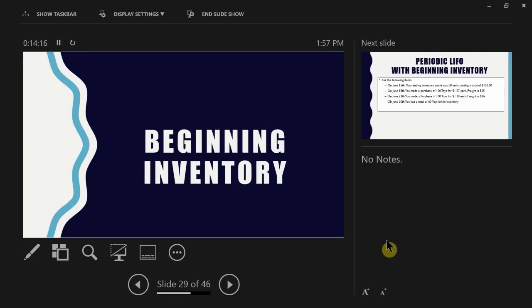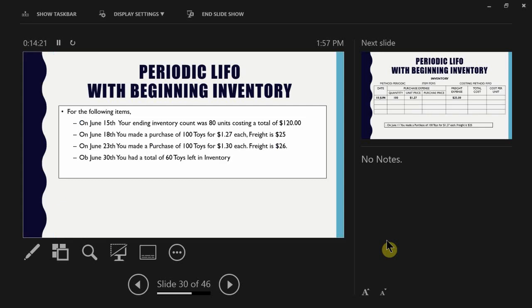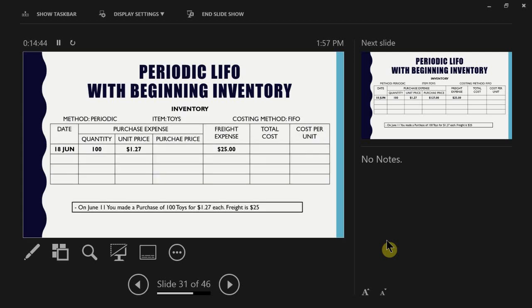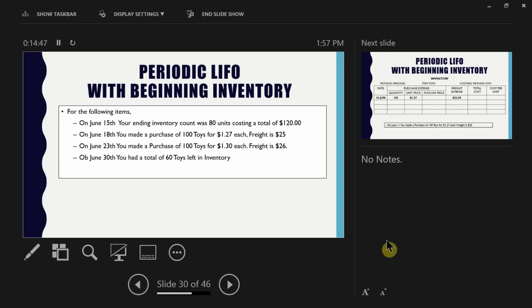Now let's see what happens when you have beginning inventory, okay? So once again, we're continuing on because we're in the middle of the month. So might as well continue on with your inventory. All right. So here we're given that on June 15, you should have a total of 80 toys left on hand, costing you a grand total of $120. So on the other worksheet, we're going to enter that in our inventory on hand, okay? And then we're going to continue on with our purchases of inventory.